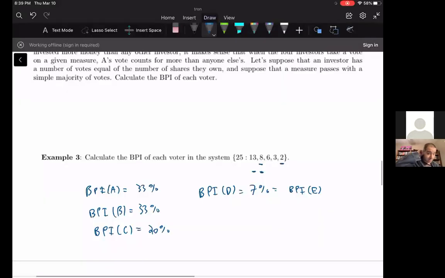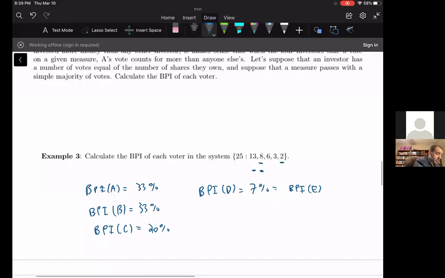So I just copied that down. So now let's go back to our questions. A and B. A probably expects to have more power than B, but they do not. Those two numbers are the same.